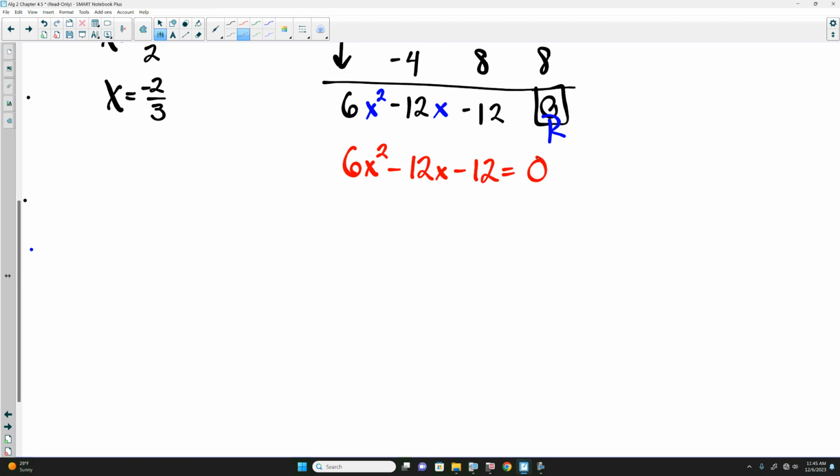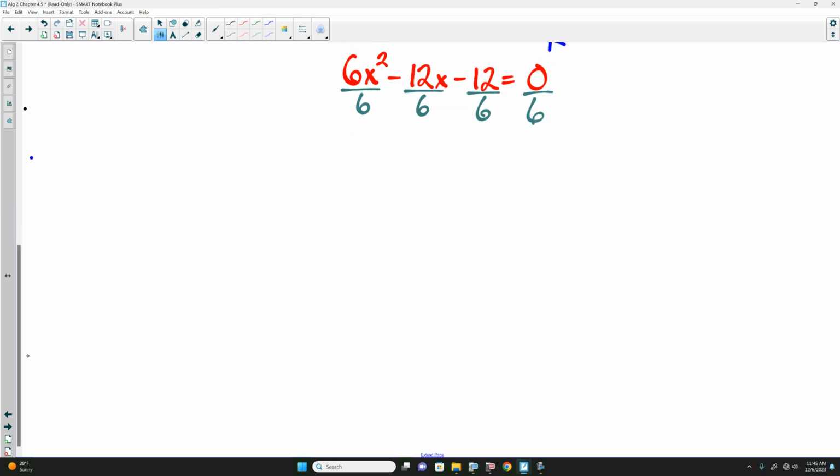So what we're left with is 6x squared minus 12x minus 12. Well, is there a common factor, a number between all three? 6. If there is one, especially a number, get rid of it, because it's going to make it easier to work if we divide this 6 out. Because it'll leave us with x squared minus 2x minus 2 is equal to 0.